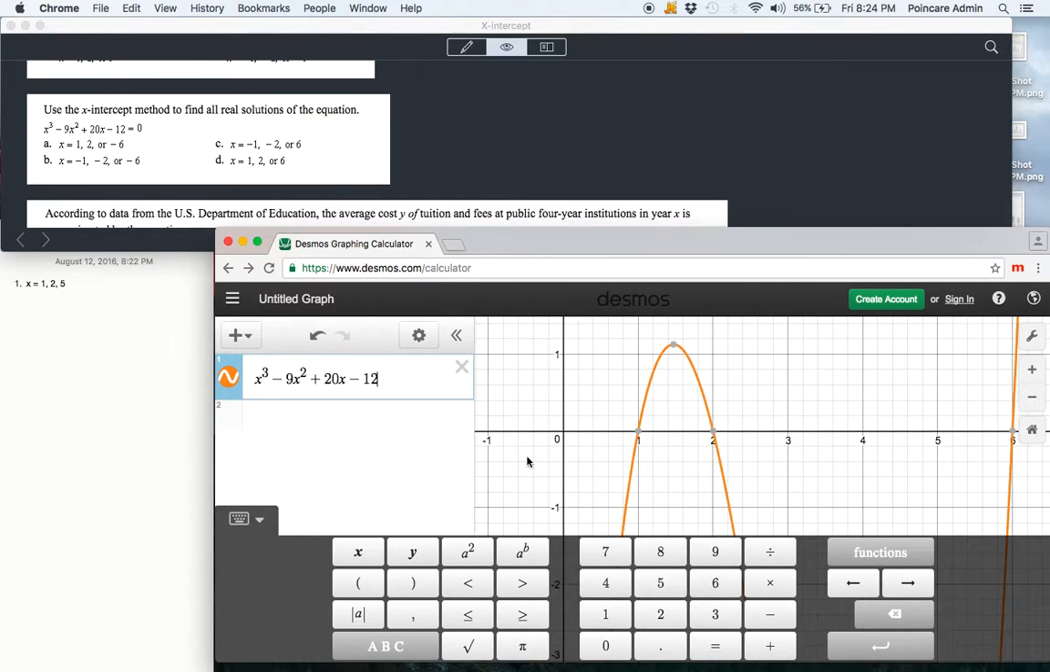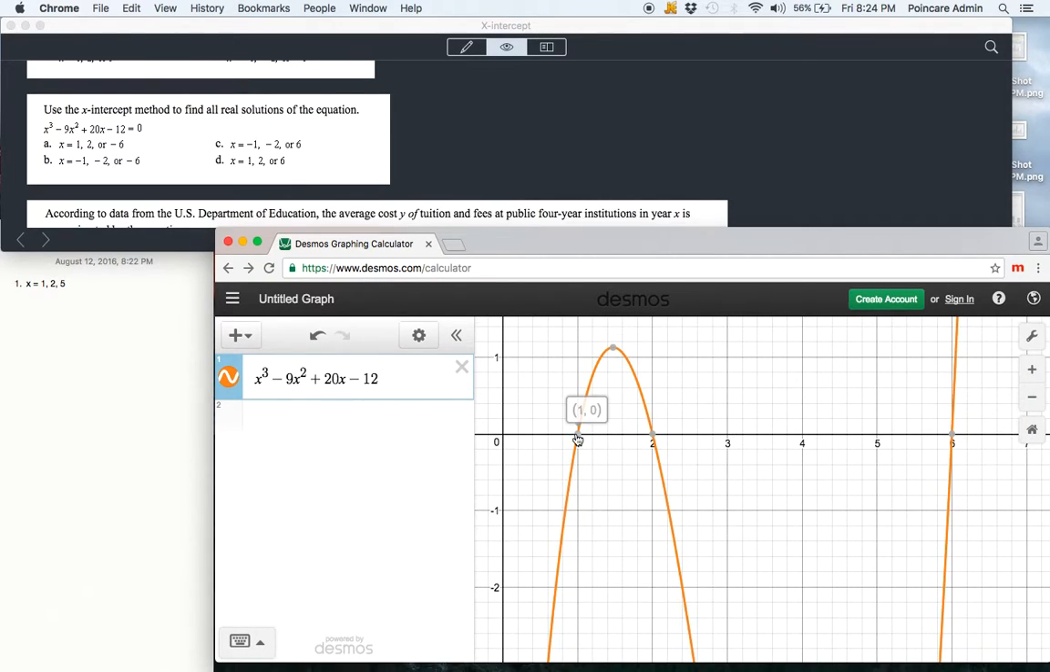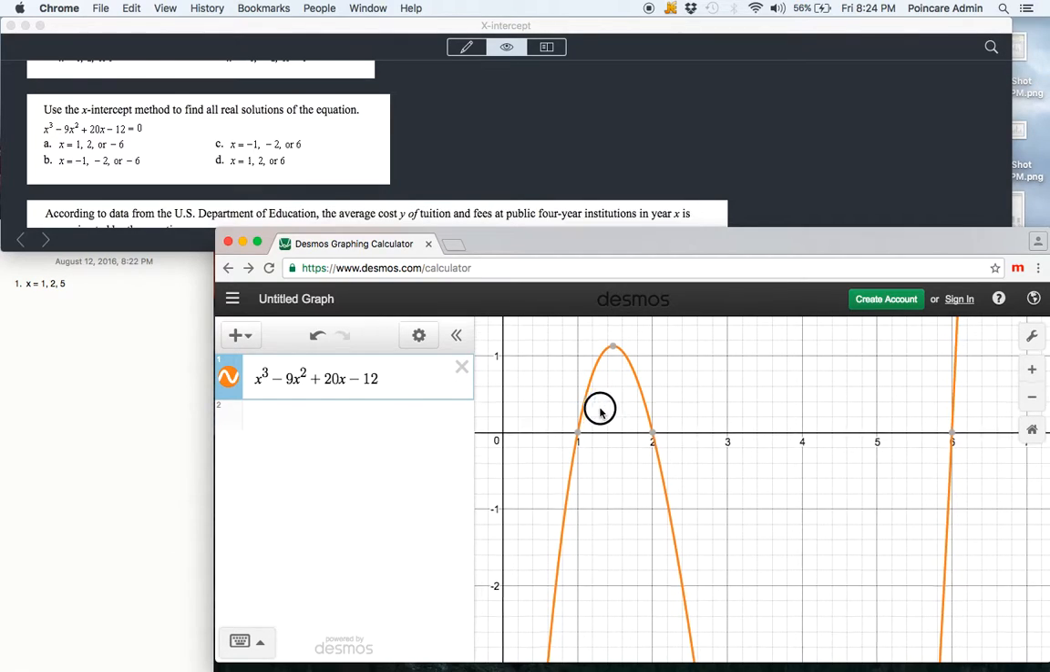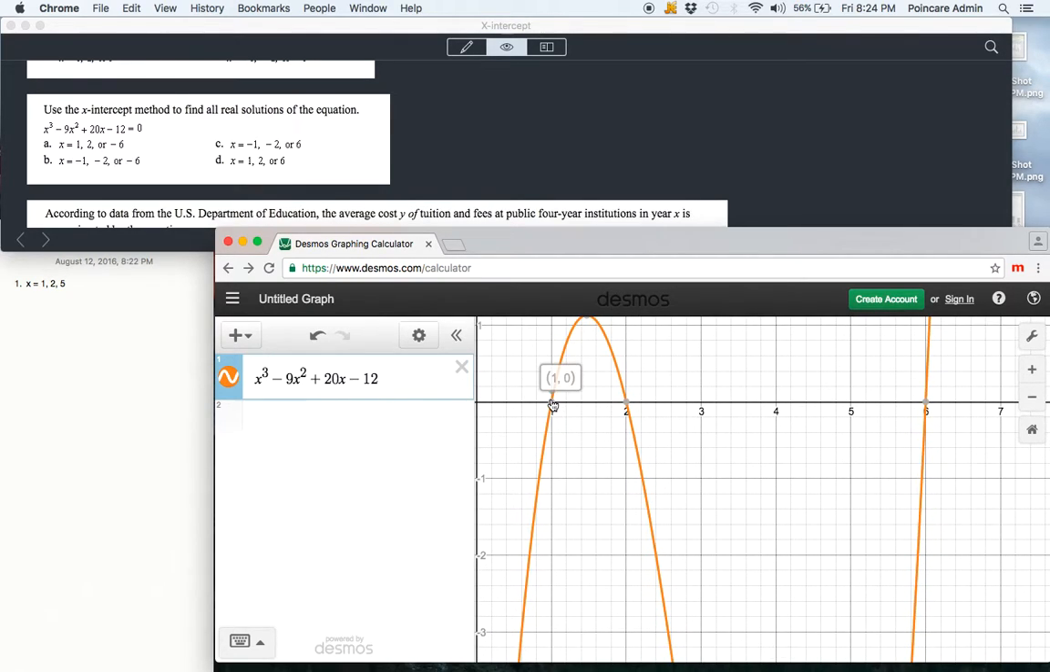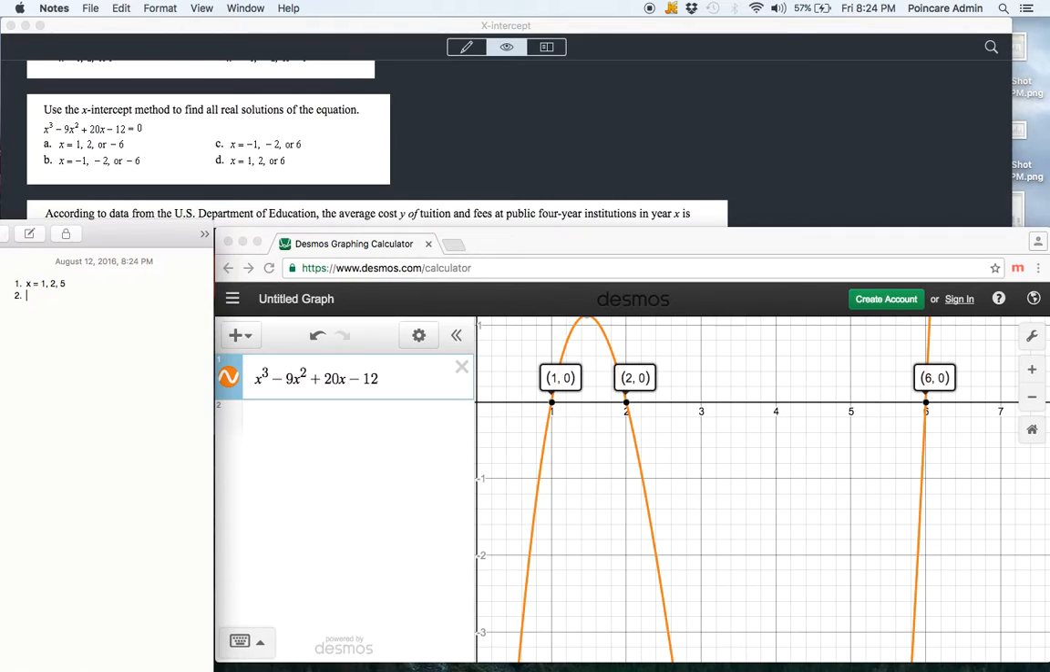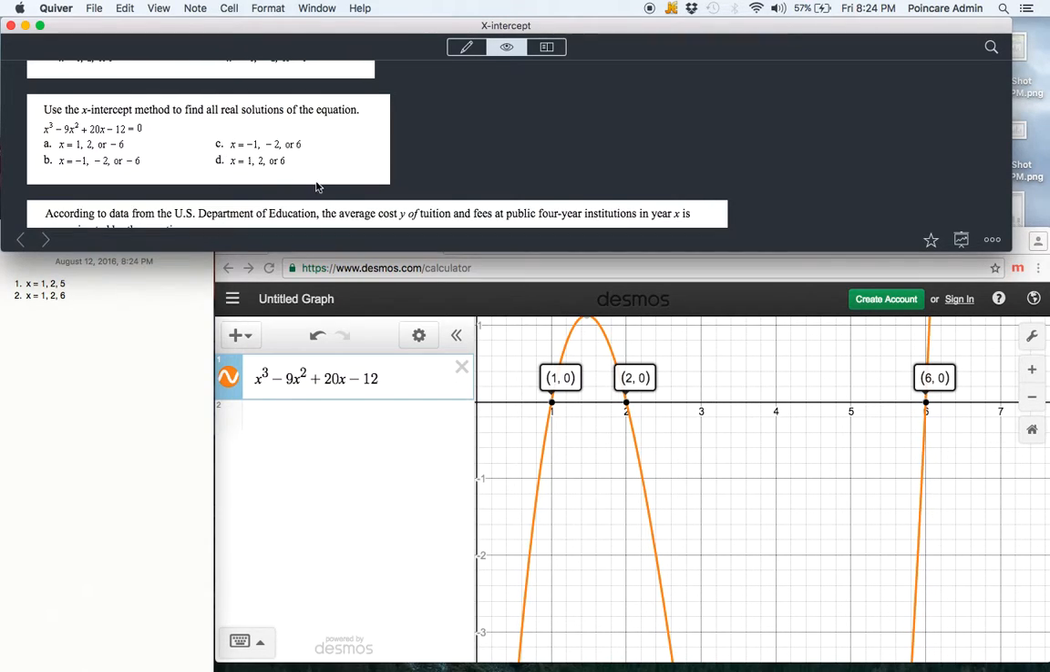minus 12. And notice I don't put the equals 0 here because I'm graphing the whole function and I'm just finding where the function equals 0. I don't need the equal sign. I'm looking at the equation and I can see where it equals 0. I typed in my equation and it looks like I have 1, 0. That's where it hits the x-axis. 2, 0 is the next place where it hits, and 6, 0. So for question number, I think this is 2, I don't know, it could be wrong, it looks like x equals 1, 2, and 6. They're all positive, and it looks like it's got to be D.